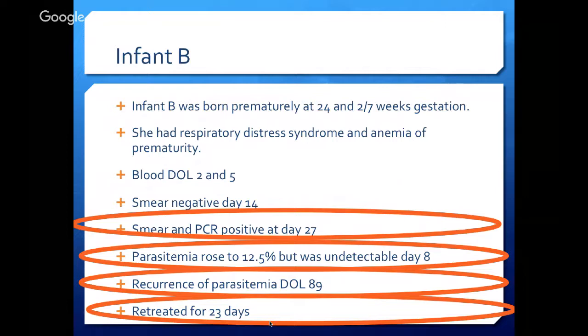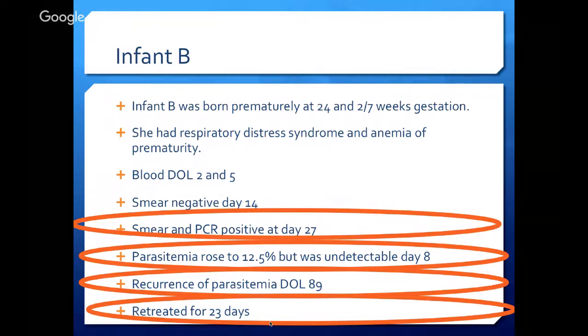10 days seemed to work, but there's always uncertainty in medicine. How do you know an infection is cleared? In this case, the infection didn't seem to clear. The infection showed up at day of life 89. Still, the baby was pretty young, because they were born at 24 months. In this case, the doctors chose to retreat.